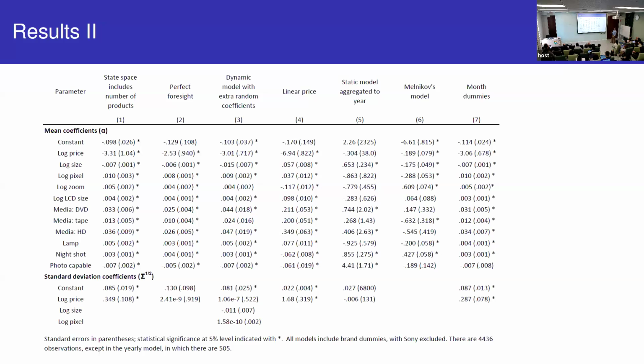So here we add number of products to the state space. So you're predicting the future not just with the inclusive value, but also the number of products. We do the model with perfect foresight. All the results are pretty similar. We do a model where there's no repeat purchase. We call that the Melnikoff model. It's based on this previous paper by Melnikoff.